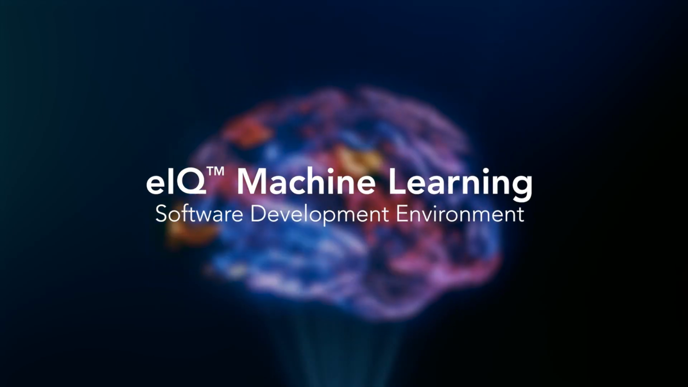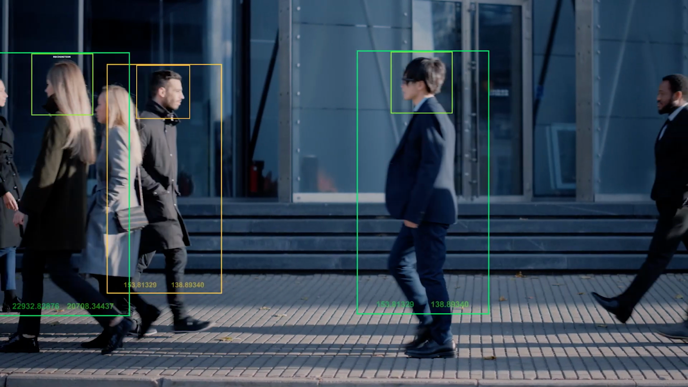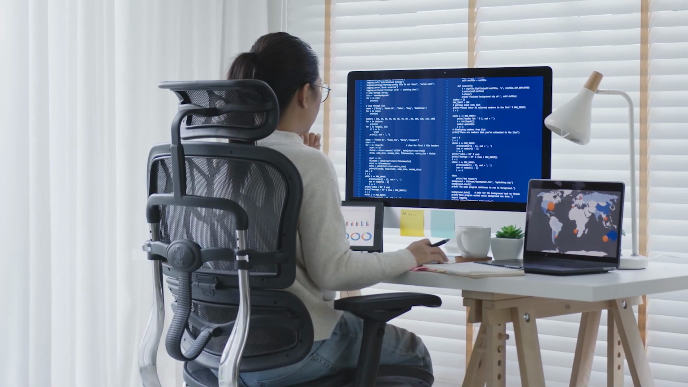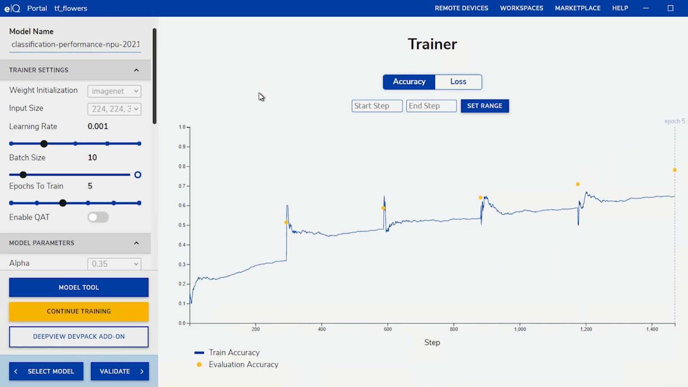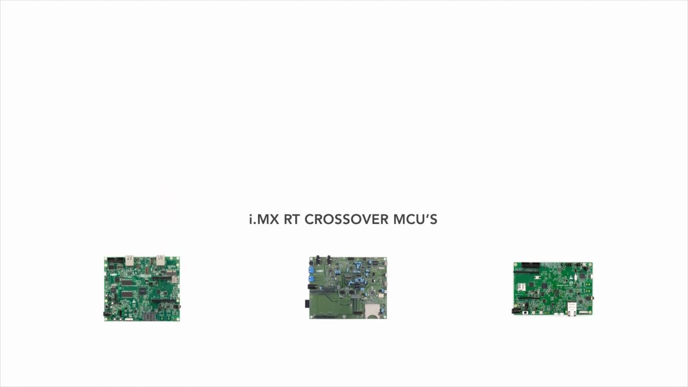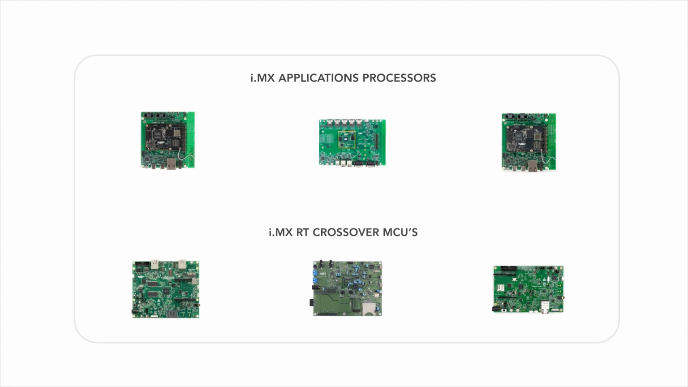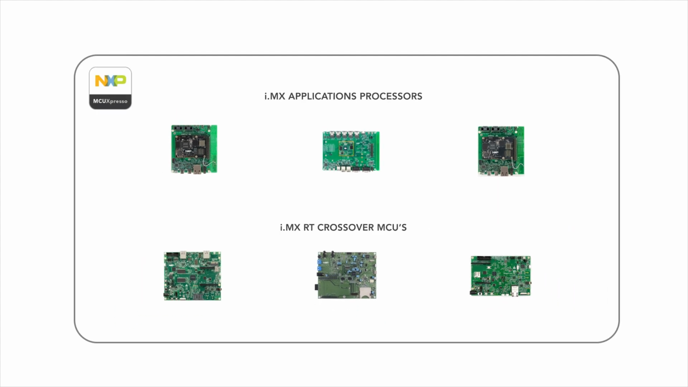NXP's comprehensive machine learning software development environment makes machine learning at the edge possible for all levels of developers, from those just getting started to the ML experts. eIQ software offers a machine learning software development environment optimized to work with several inference engines and supports NXP's broad range of highly efficient applications processors, including the i.MX RT crossover MCUs and the i.MX applications processors. Seamlessly working across our software development environments in MCUXpresso and Yocto to enable easy application development.